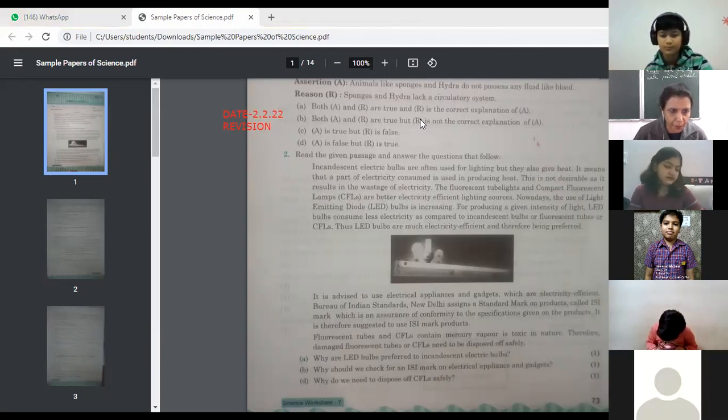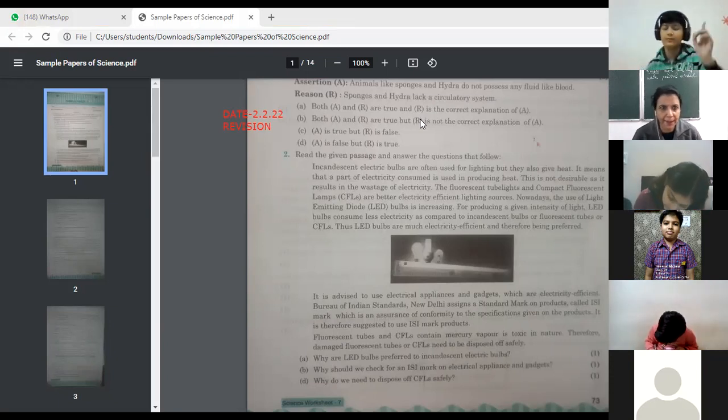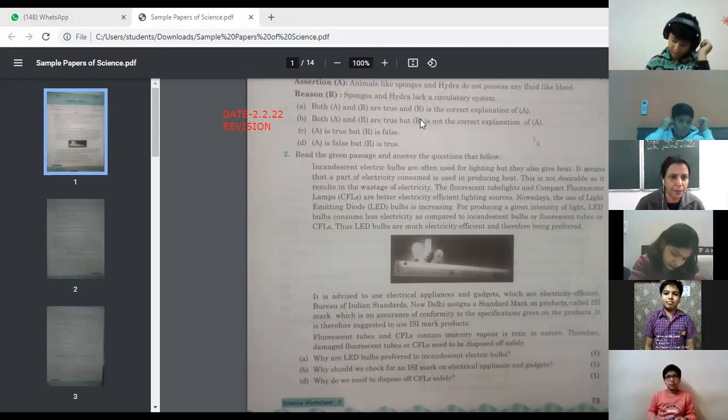Number 2. You can raise hand, those who know the answer, and switch on your cameras, children. Why should we check for an ISI mark on electrical appliances and gadgets? Other than Nishchay, if anybody is able to give the answer, why we should check the ISI mark? Read the paragraph again, you will get the answer. Why check the ISI mark? Yes, Vansh Sharma.